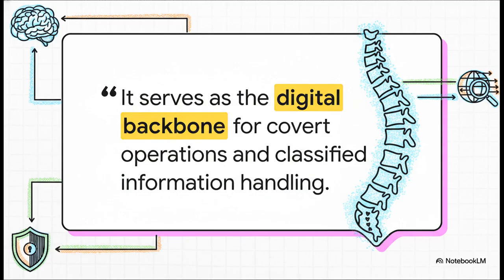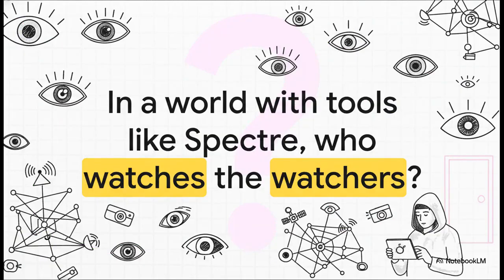Which brings us right back to that original definition from the manual. Spectre truly is the digital backbone. It's the central nervous system that connects intelligence, operations, and security into a single, cohesive, and powerful whole. And all of this leaves us with one final and really crucial thought. With technology this powerful, this capable of seeing into all the hidden corners of the world, it just begs the question. In a world with tools like Spectre, who watches the watchers?